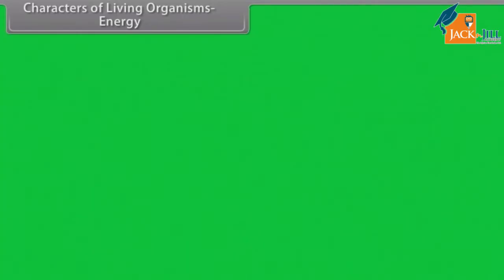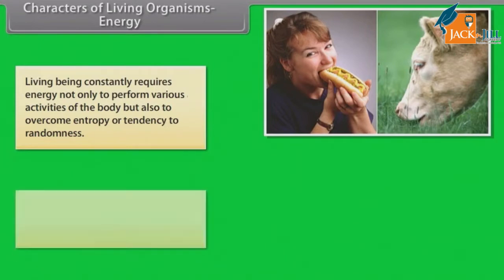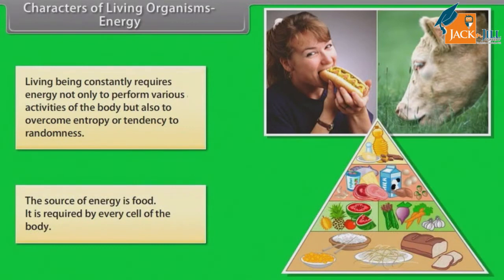Characters of living organisms. Energy. Living beings constantly require energy not only to perform various activities of the body, but also to overcome entropy, or the tendency of randomness. The source of energy is food. It is required by every cell of the body.